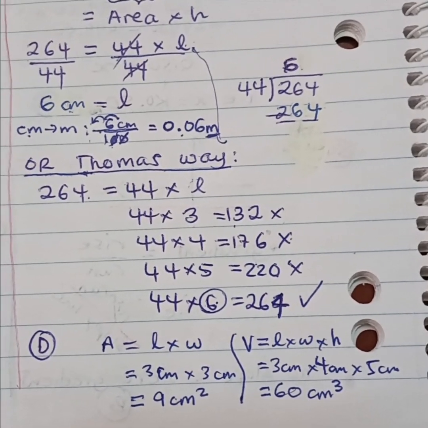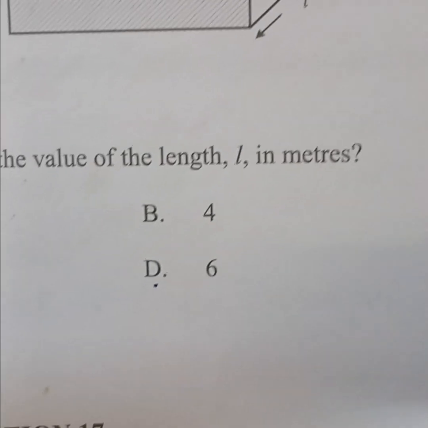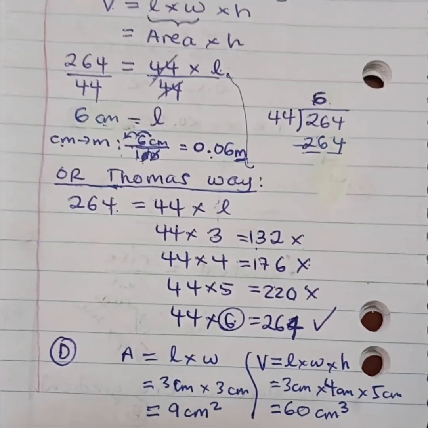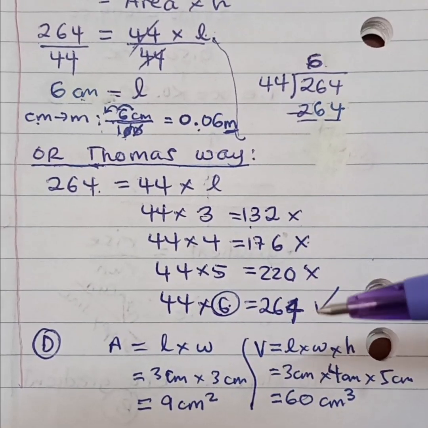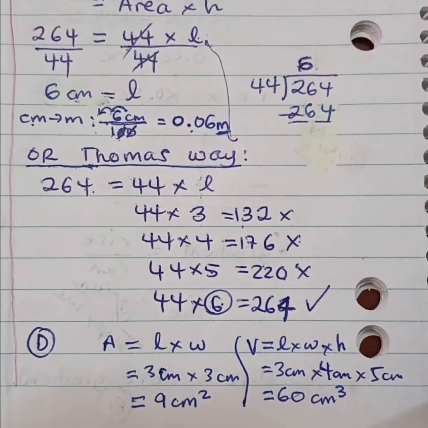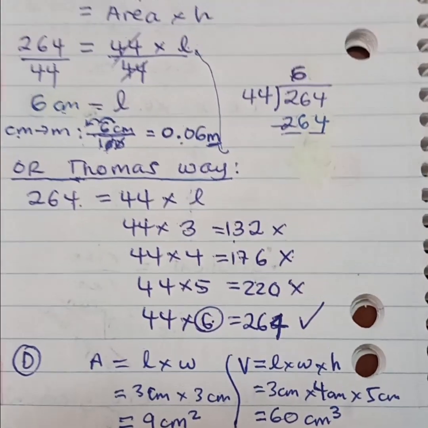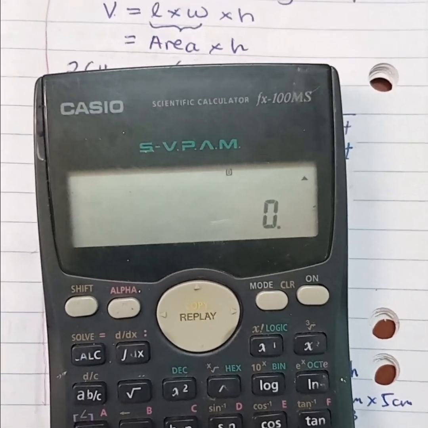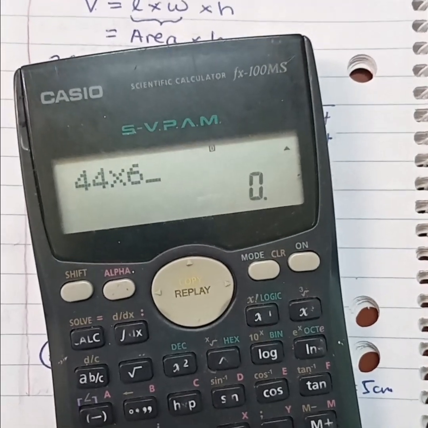Let's pretend that the instruction doesn't tell us to change the length to meters, so we'll agree with the answers provided just for the sake of using this Thomas method. And okay, the only option left is D, which is 6. And to confirm 100%, let's go and substitute. So 44 times 6 is 264. Let me confirm again. We are Thomas, so if you have to, you've got to prove and prove and prove. Check.